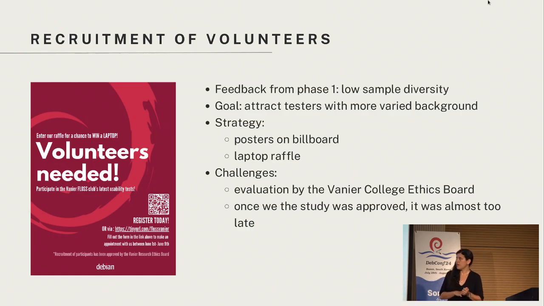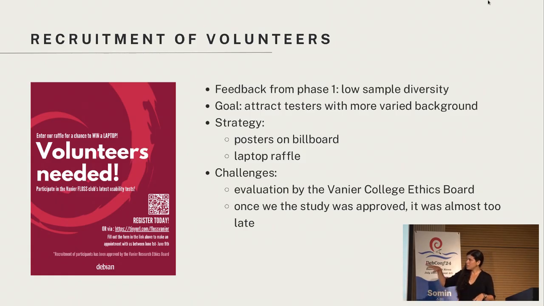We spread those flyers, those posters, in the college, in billboards. And to attract new users, we added a raffle of a laptop. We had a donation of those laptops to the club. We have a Floss Club, and the Floss Club is actually running the study. So the Floss Club offered one of those laptops as a raffle among the volunteer testers. And we are quite sure that this attracted many volunteers.